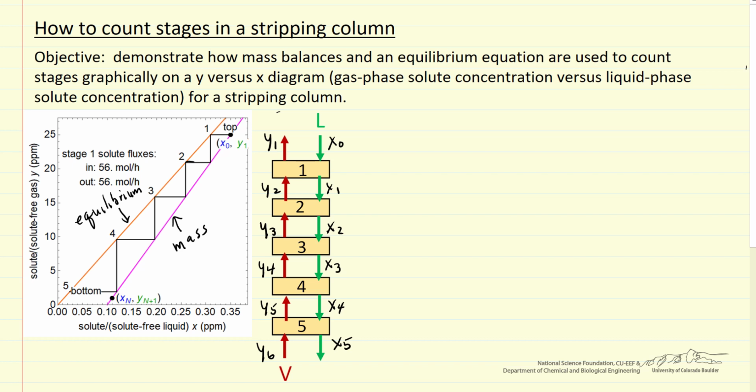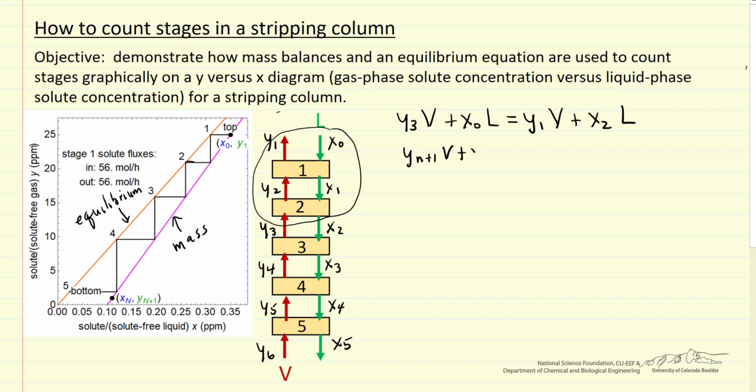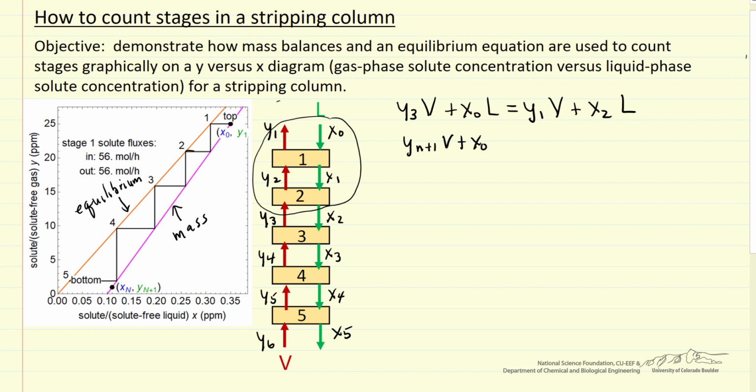And so if we were to write a mass balance around these stages, then the entering y3 times the gas phase molar flow rate, plus x0 times liquid, that's what's entering, and what's leaving, y1, again, times the gas phase flow rate, x2 times the liquid phase flow rate. Well, this is stage 2, so you can see in general this is yn plus 1. This is still x0. The idea is we could pick any set of stages, 1 through 4, for example, and do the same type of mass balance.